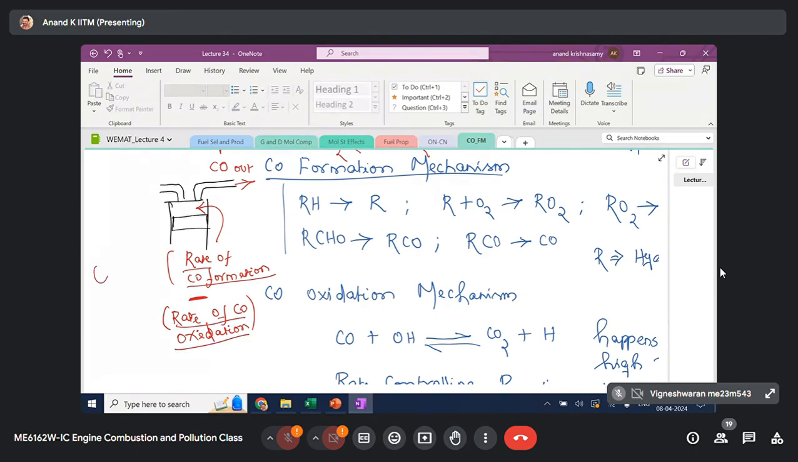So whatever CO formed in the cylinder can also get oxidized to CO2. Okay, so you have a formation rate, you have an oxidation rate. The net CO that goes out in the engine tailpipe is a resultant of these two reactions, and both are time bound, kinetically driven. I will briefly discuss the kinetics involved in forming CO and oxidizing CO. But the point to be noted is there is a formation rate, there is an oxidation rate. So you have to subtract the CO oxidation rate from the formation rate to get the net CO. That is what is coming out in the engine tailpipe.